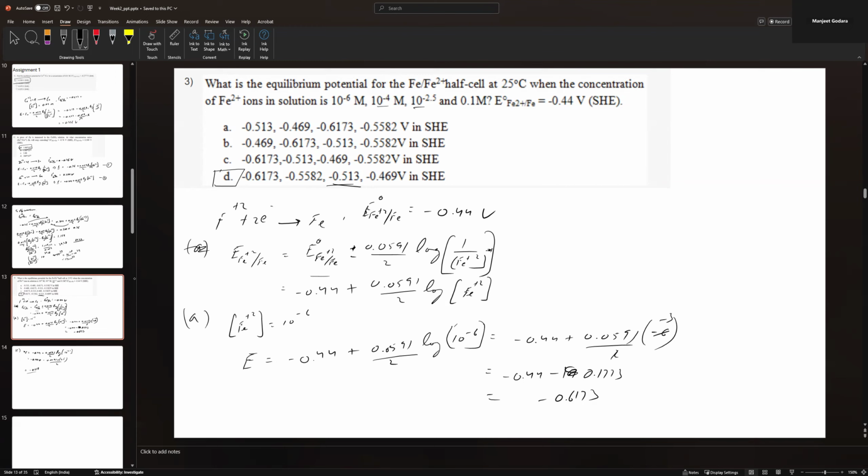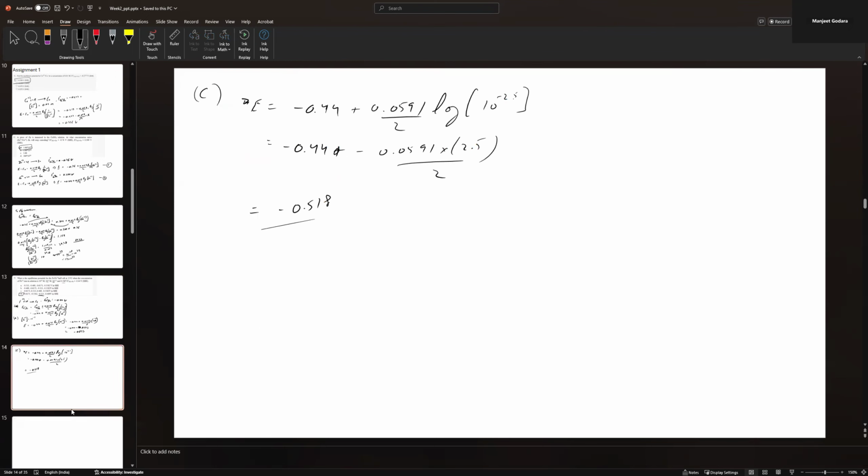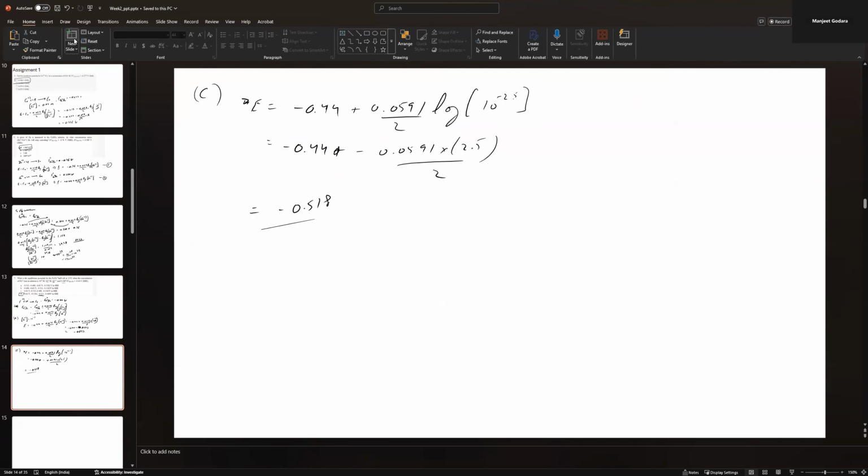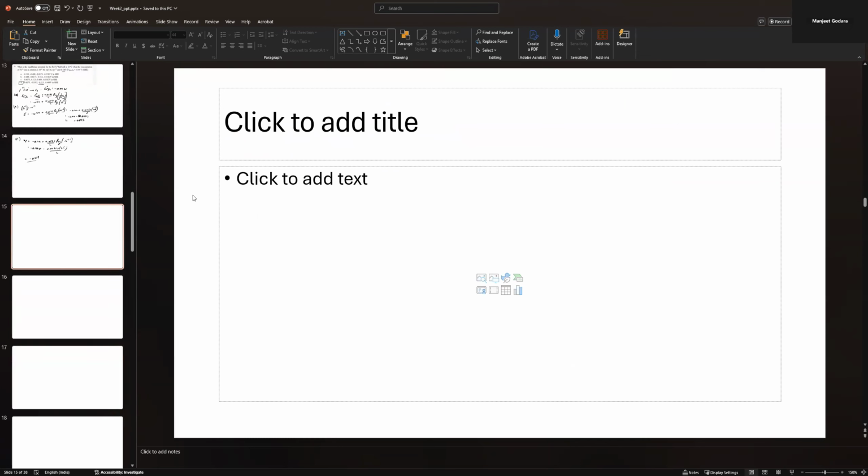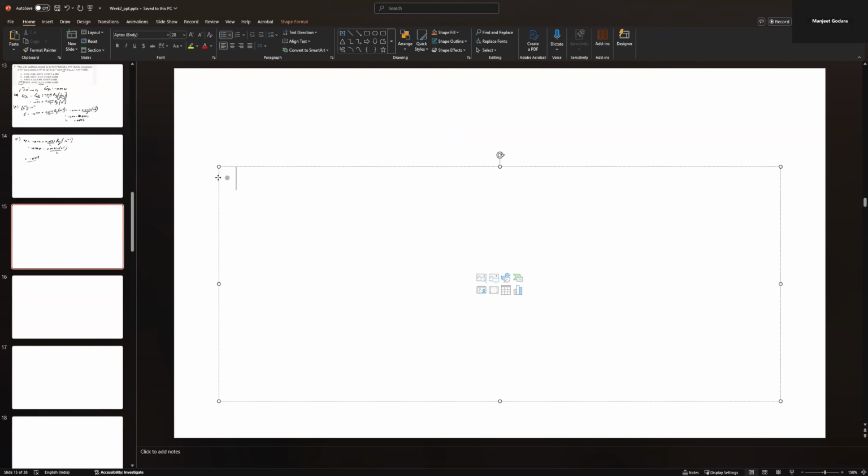Just substitute the other two values and we get the other two values too. Okay.